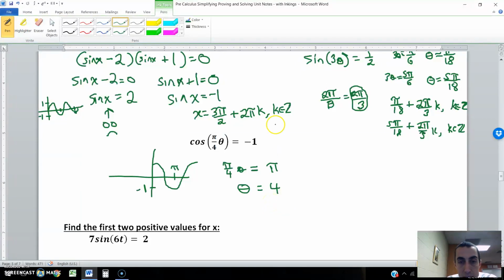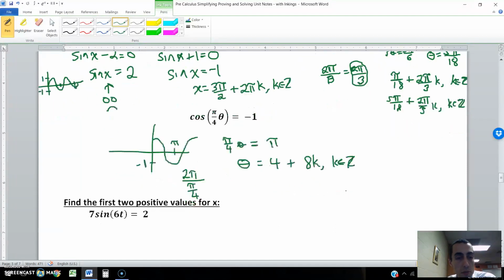Now remember, we're going to need to add on one of these period factors like we did in the other examples. So we need to go plus some period factor. What's the period here? We do 2 pi over b. Keep, change, flip. Those pi's are going to cancel out, and it's going to give us a period of 8, which we then multiply by k to get all of the multiples. And that's going to be our set of solutions for that one.